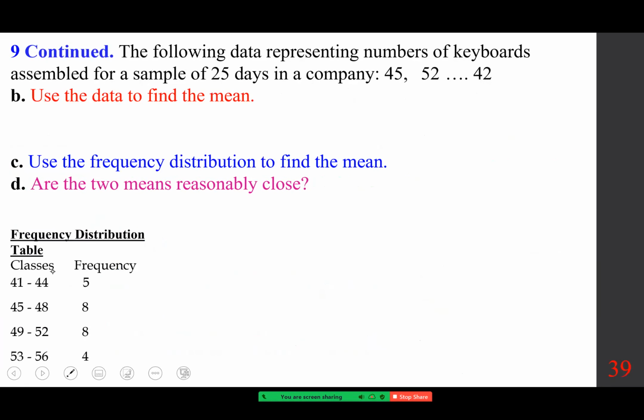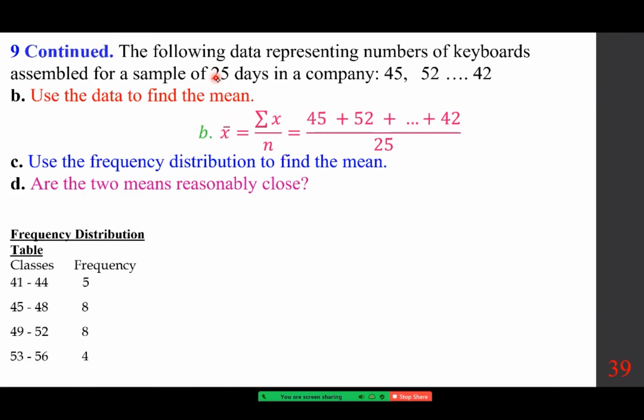All right, so we're going to continue with the same question. Part B, use the data to find the mean. And we're going to use X bar is summation of X over N. So add them up, divide by those 25 days. There were 25 days, so add them up. 45, 52, all the way to the last number divided by 25. And that's the precise mean using all pieces of data.